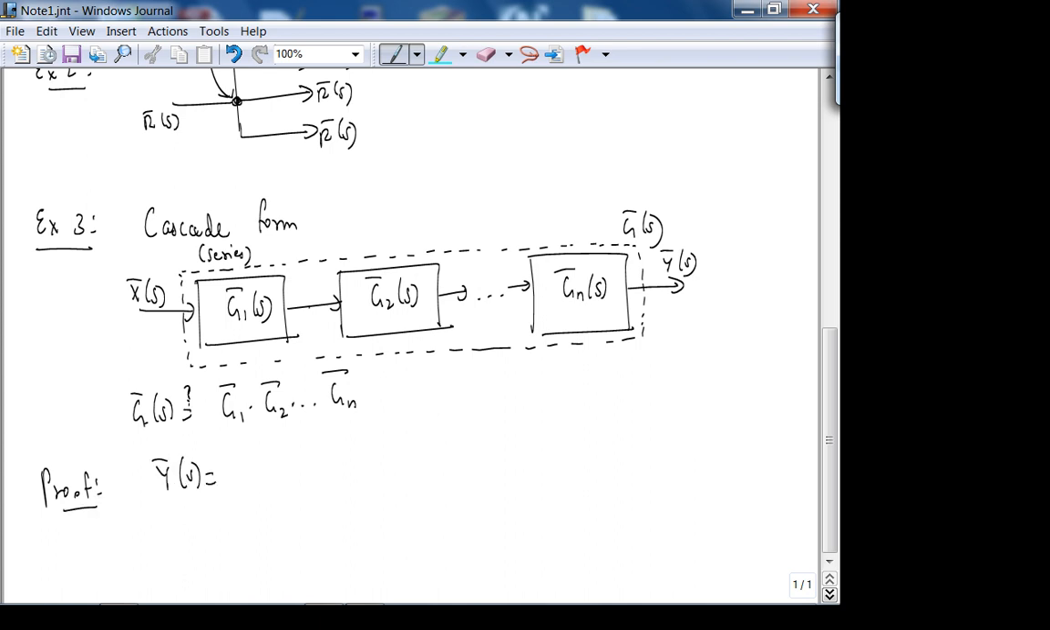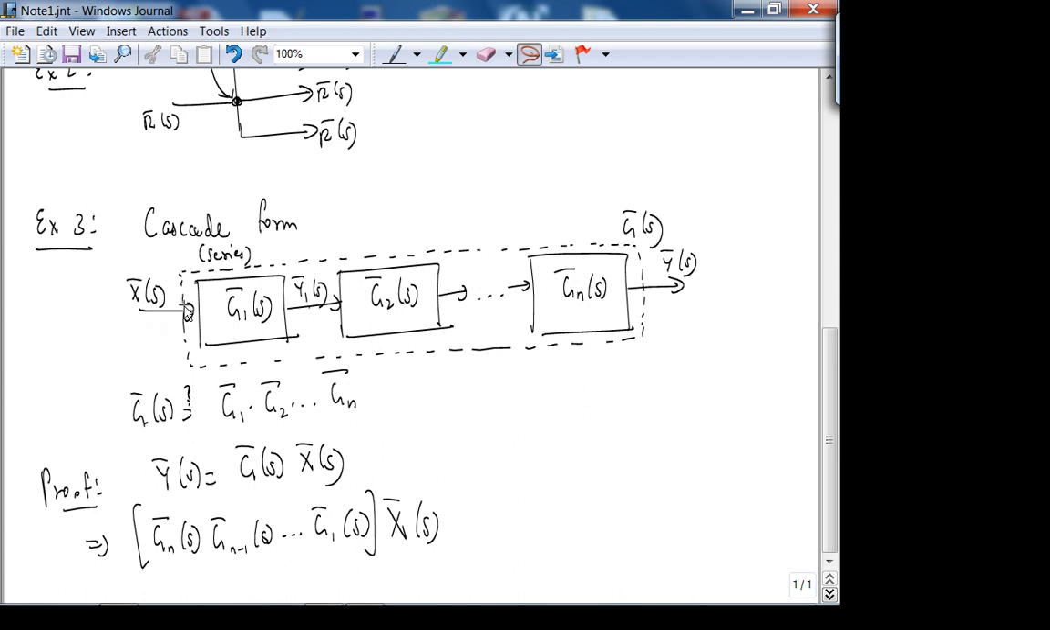We know that Y of s is this G of s times X of s, correct? That's what we want. So this X initially goes through G1, right? If I call this Y1, let's do it this way. I can write Y as Gn times this input, yes? But this input is Gn minus 1 times the input to the Gn minus 1 block, all the way up to, in other words, dot dot dot G1 of s times X of s, right?